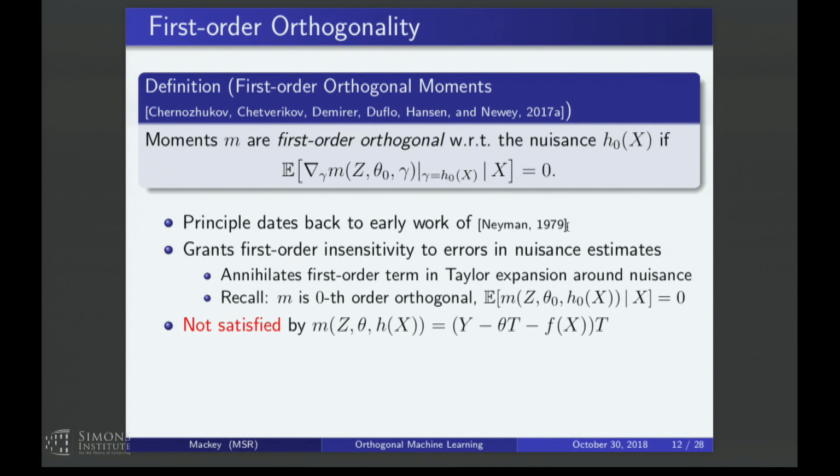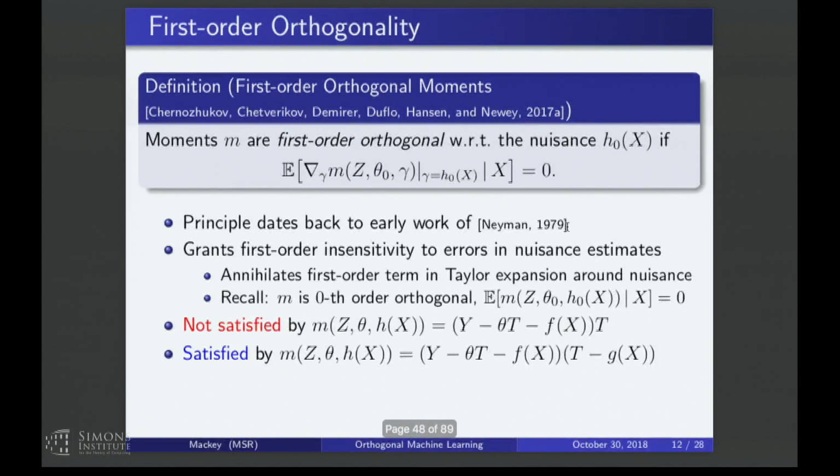Now, interestingly, this property is not satisfied by the standard moments that you'd get out of least squares, the moments that I shared with you before. But, and sorry, this is under the PLR model, so I'll keep coming back to that example. Under the PLR model, it's not satisfied by the moments I shared with you before, but it is satisfied by these modified moments that are both discussed in the Chernozhukov paper, but have a much longer history.